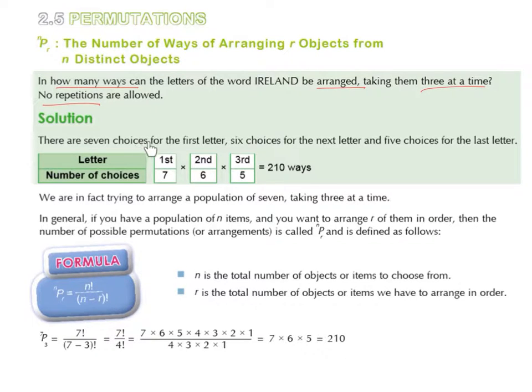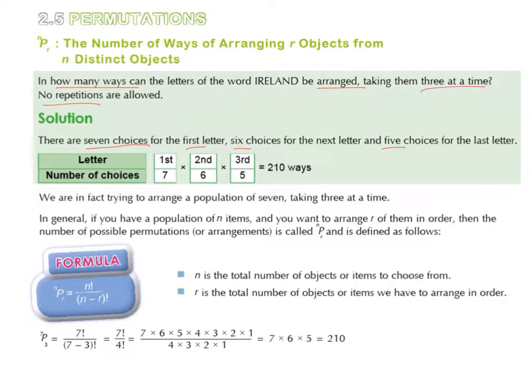There are 7 choices for the first letter because there are 7 letters in the word Ireland. I-R-E-L-A-N-D. So this top row represents the letter, the bottom row represents the number of choices. So there are 7 choices for the first letter. There are 6 choices for the next letter, and 5 choices for the last letter.